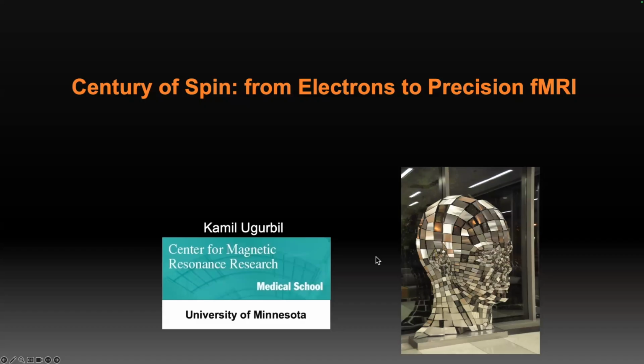His primary research focus has been on the development and application of MR methods and instrumentation towards obtaining high spatiotemporal resolution and high accuracy functional and anatomic information in the human brain, and the development of ultra-high magnetic fields for human imaging for biomedical research in general. He's been a long-time collaborator through the Human Connectome Project and the Brain Initiative Connects projects. So without further ado, regarding a century of spin from electrons to precision fMRI, the floor is yours, Kamil.